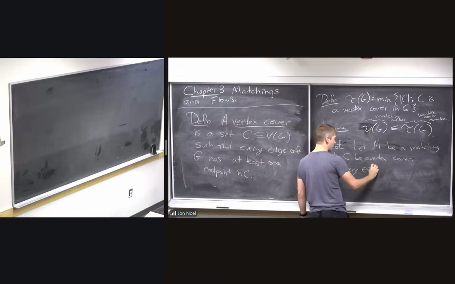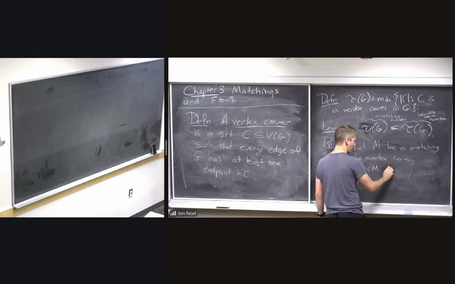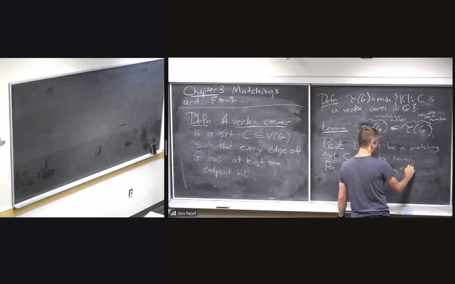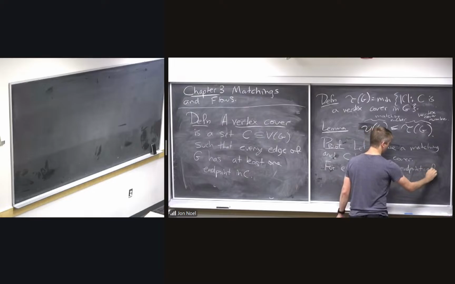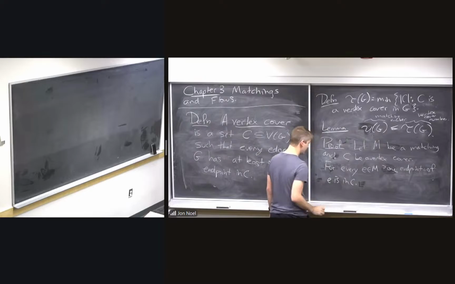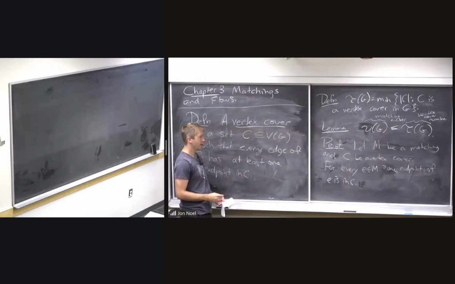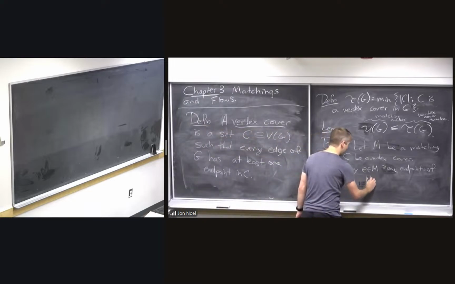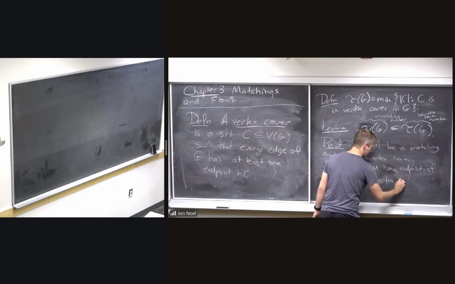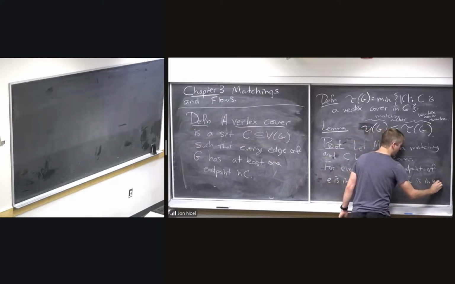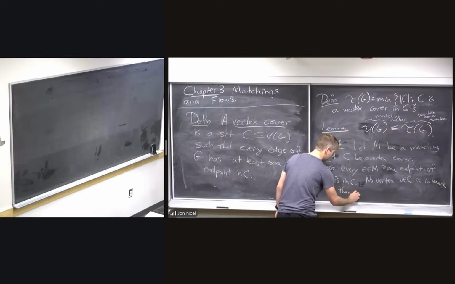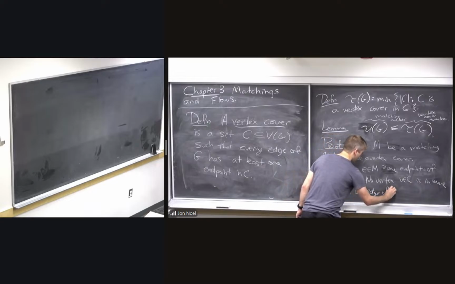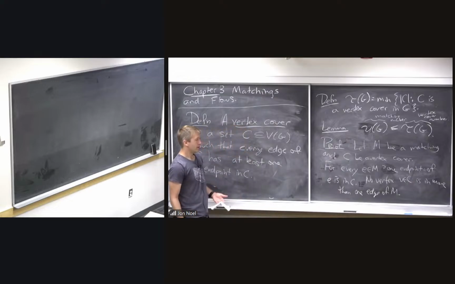So for every edge in the matching, at least one endpoint of the edge is in C. And also no vertex of C is in more than one edge of M, because actually no vertex in the whole graph is in more than one edge of M. The endpoints of the edges in the matching are different vertices.